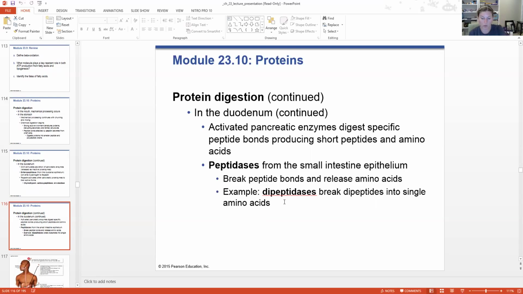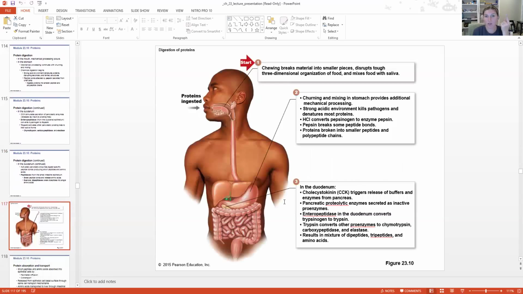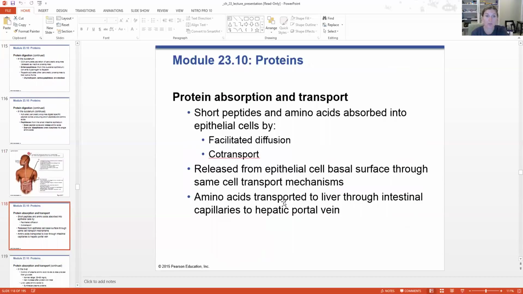Just a quick review. Step 1, chewing breaks it down into smaller pieces. Step 2, churning and mixing in the stomach. Activation of pepsinogen into pepsin, breaking down our proteins initially, as well as that acidic environment. In the duodenum, we have some of our enzymes breaking down our tri- and dipeptide structures into their simple amino acid forms. So how are these proteins absorbed and transported?